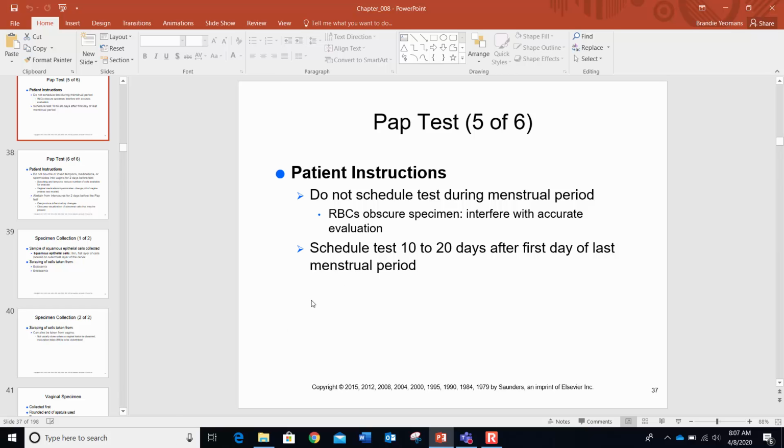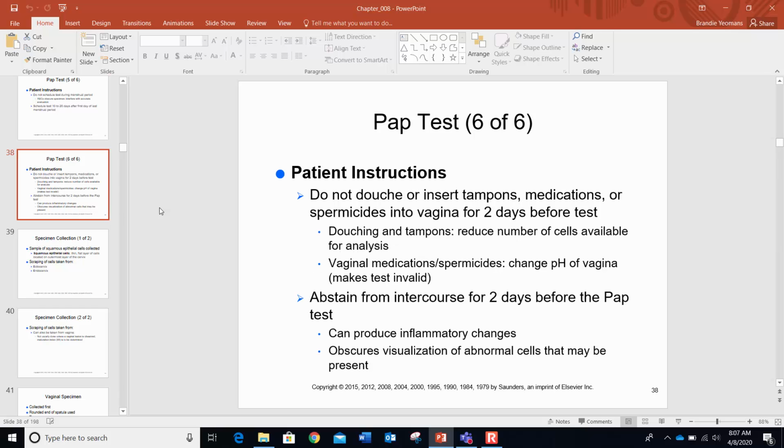So we want to schedule it about 10 to 20 days after the first day of their last menstrual period. Alright, they do not need to use a douche or insert tampons, medications, or spermicides into the vagina 2 days prior to the test. And then we want them to abstain from intercourse 2 days prior to the test. So this is all in order to maintain the cells that are there in the cervix and in the vagina, if those need to be obtained in different areas, but also the medications, they can actually invalidate the test. And then of course douching and tampons.